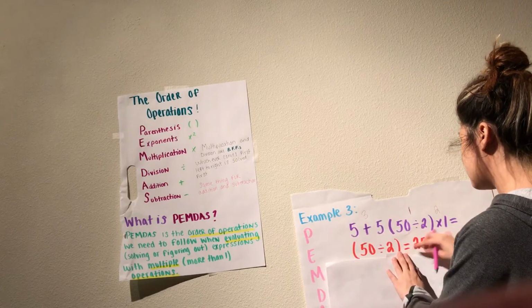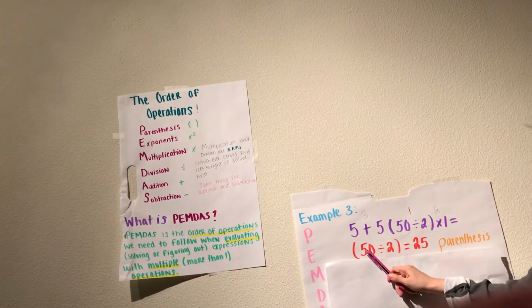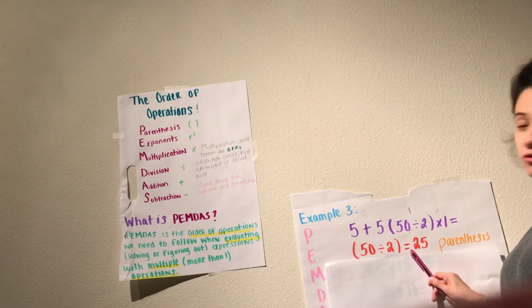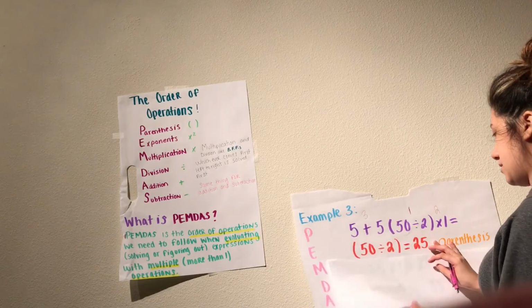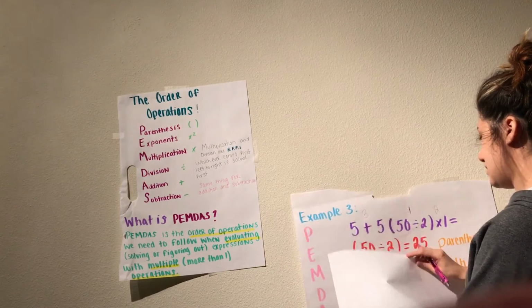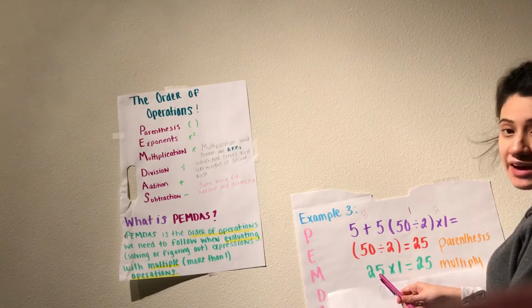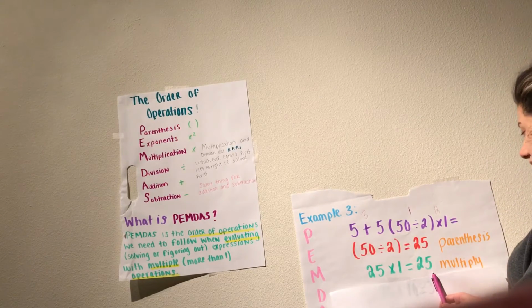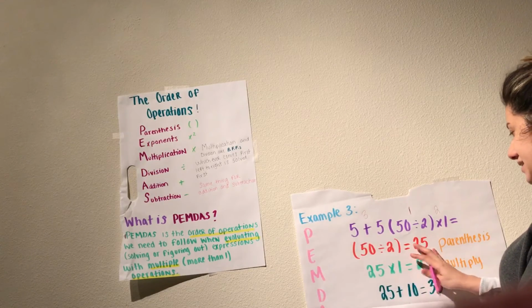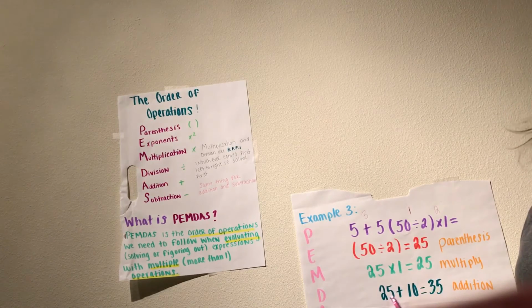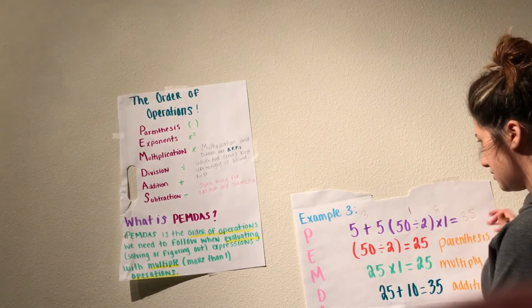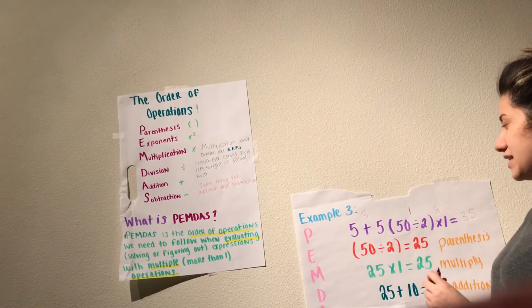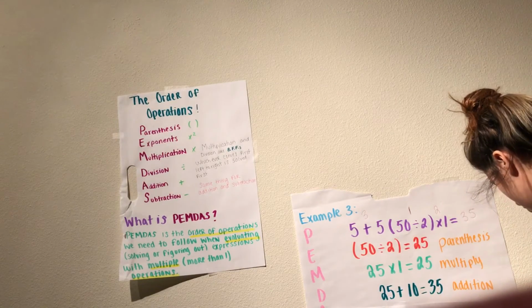Alright. So 50 divided by 2 equals 25. Following our second step, 25 times 1 equals 25. And then our last step of addition, 25 plus 10 equals 35. Your answer is going to be 35. Alrighty, so that's it for all three of our examples.